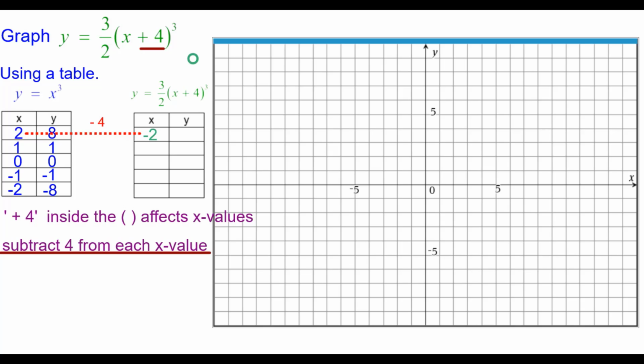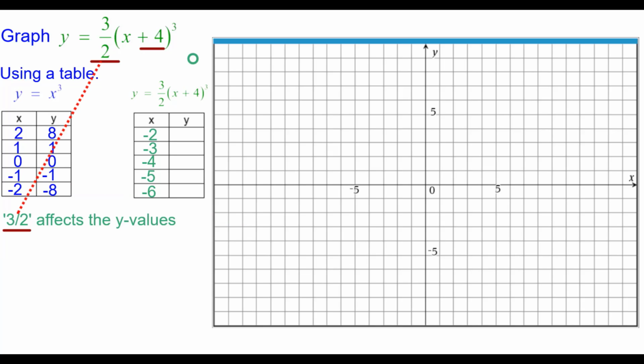So 2 minus 4 will be -2. 1 minus 4, -3. We ask you to go ahead and finish those. Pause to do so and resume when you're ready. So 0 minus 4, -1 minus 4, -2 minus 4. Those are our x coordinates.